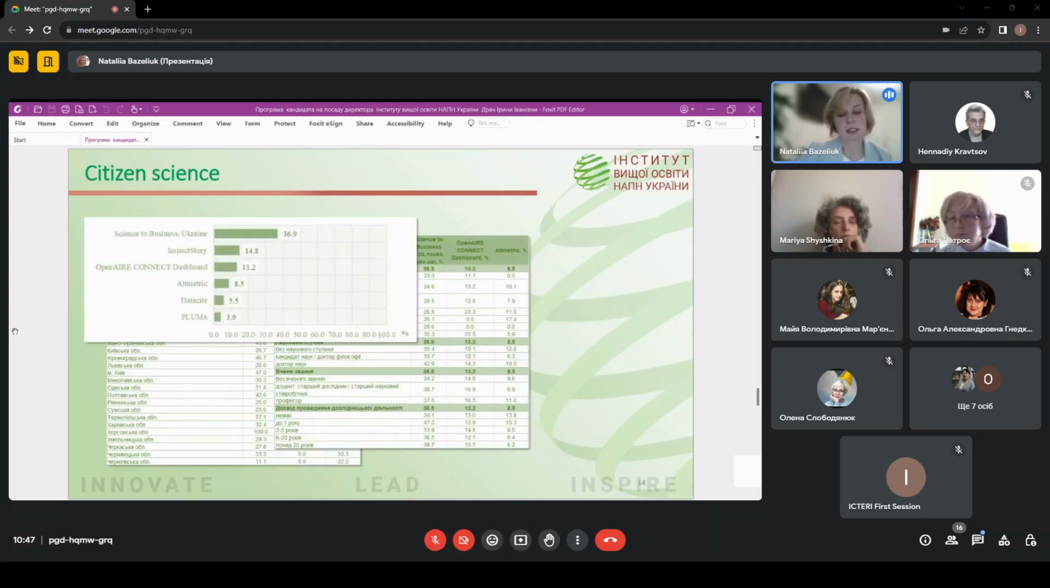In the context of citizen science development, higher education institutions of Ukraine use various services. The most prevalent among them is Science to Business, an online platform facilitating communication and effective interaction between the scientific community and business representatives. Other notable services are ImpactStory, OpenAIRE Connect Dashboard, Altmetric, DataSite, and Plemex. Among the respondents, academic staff, heads and deputy heads of structural units, and heads and deputy heads of institutions rate the use of the Science to Business service higher compared to employees of IT departments, research staff, and library workers.